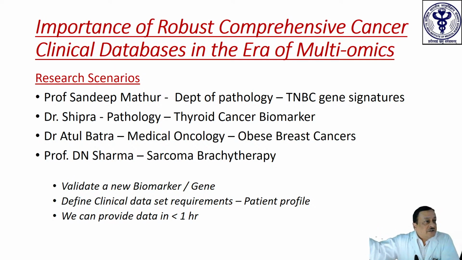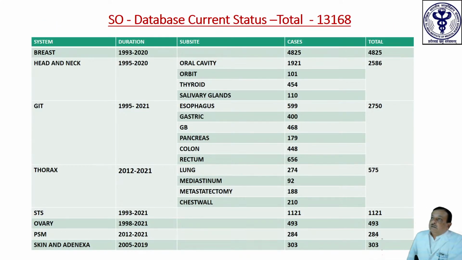So it took us just 1 hour to give the wish list. I want BMI of this, I want this patient, I want this patient. You have the data, including follow-up, available within 10-15 minutes. This can be generated. So that is the power of a database. You can validate your new biomarkers, you can define clinical data set requirements, and data can be provided in a short time.